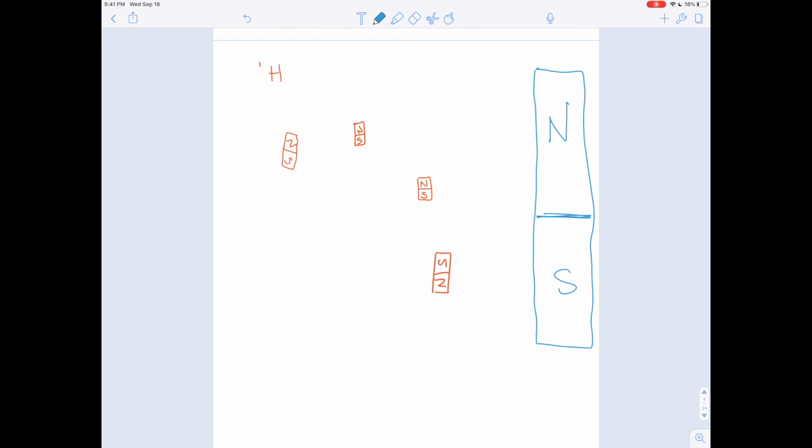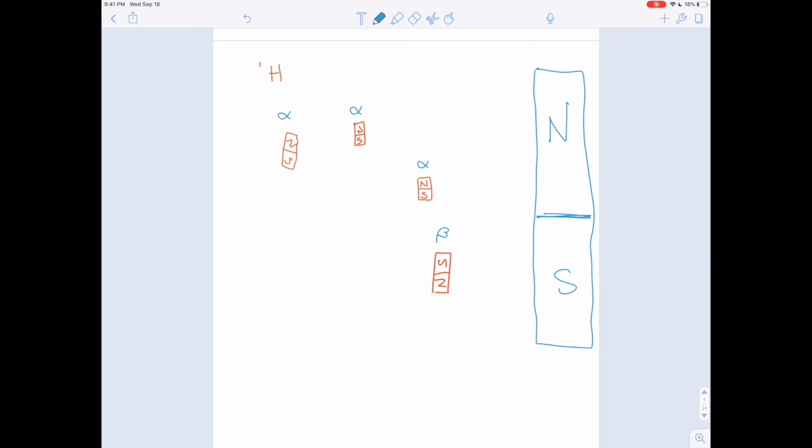So you have these nuclei now not randomly oriented, but oriented in two positions. The parallel position, and the fancy term for that is called alpha. So these are all in the alpha position. And the anti-parallel position, the fancy term for that is called beta. So this last one that's anti-parallel is in the beta position.